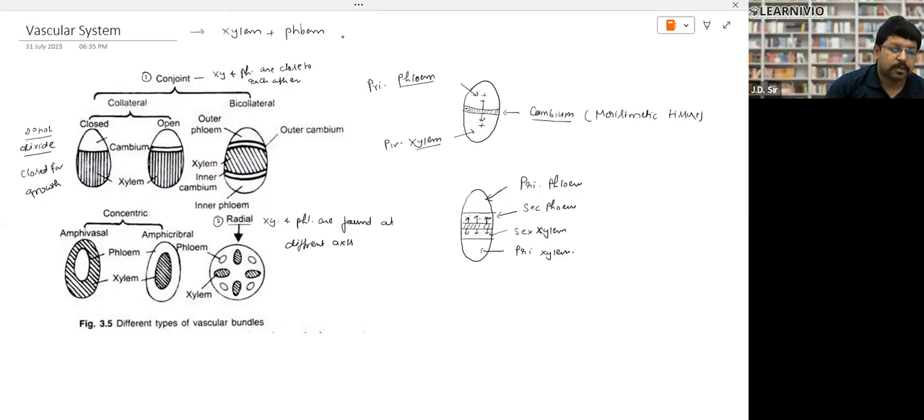Concentric means ring-like. Either phloem will be surrounded or xylem will be surrounded. So there are two types: amphivasal and amphicribal. In amphivasal, phloem is surrounded by xylem, right? In amphicribal, phloem surrounds the xylem, meaning xylem is surrounded by phloem, right? So these are the types of vascular bundle. You have to remember the conjoint and radial for your school exam. Tell me if there is any doubt.